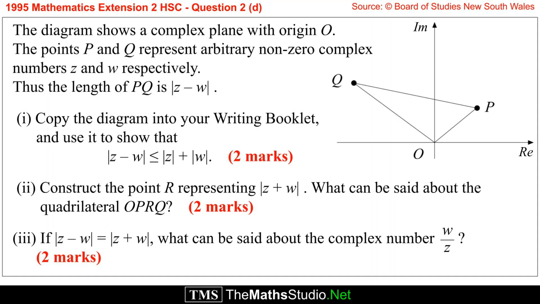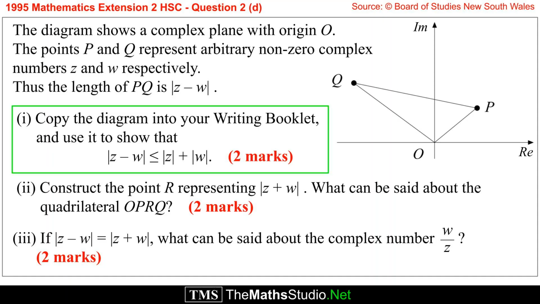Question 2, Part D. The diagram shows a complex plane with origin O. The points P and Q represent arbitrary non-zero complex numbers Z and W respectively. Thus, the length of PQ is mod Z minus W.